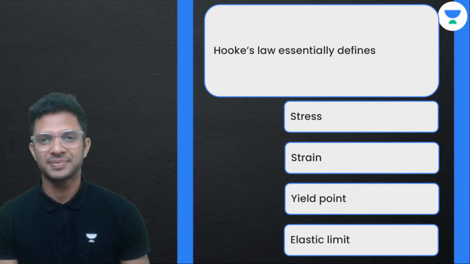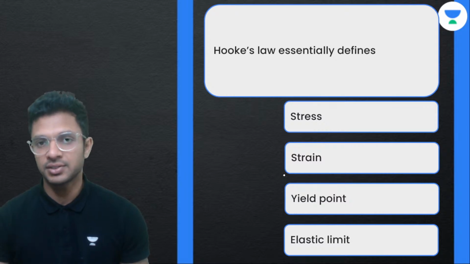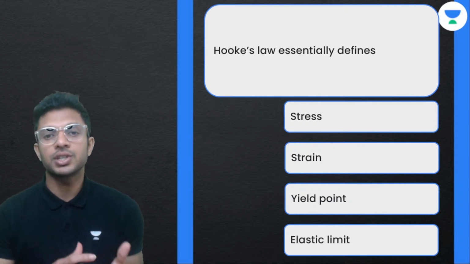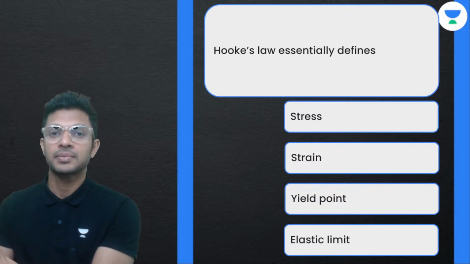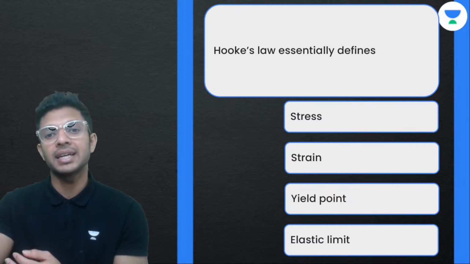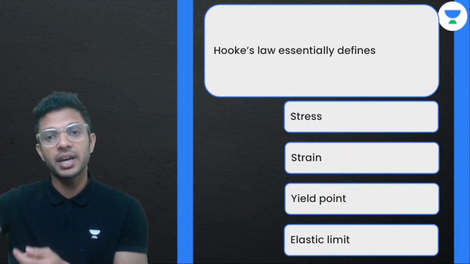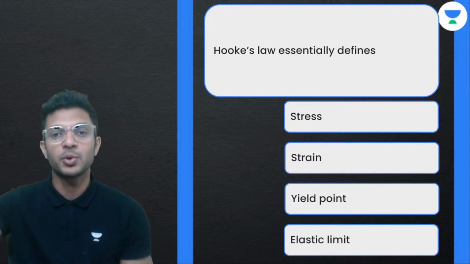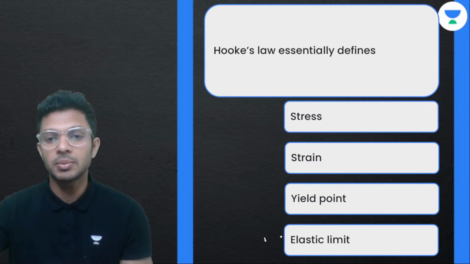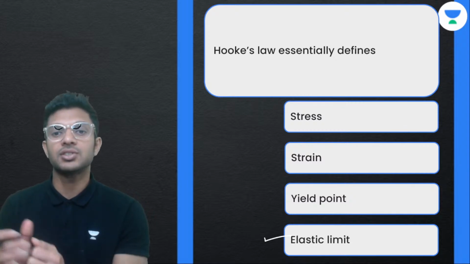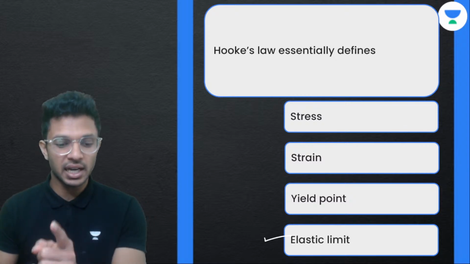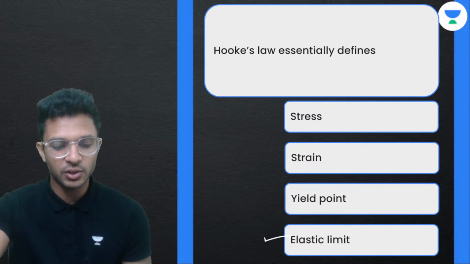Okay, Meera. What's the answer for this? Don't say Hooke's law talks about stress and strain. In Hooke's law, it says stress is directly proportional to strain until the elastic limit. So Hooke's law actually defines the elastic limit, which is the final point till where stress and strain are proportional to each other. So Hooke's law doesn't talk about stress and strain. It actually talks about the elastic limit, right? So the correct answer is D. Okay, Lakshman, very good. Devika, D, very good.